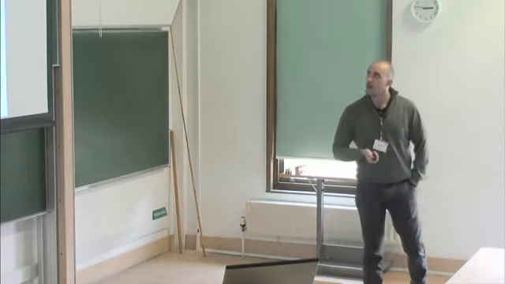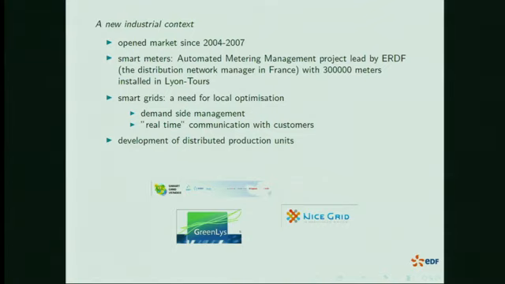But now we have a new industrial context. As Xavier said, we have an open market since 2004 for industrial and big customers, and since 2007 for all residential customers. Smart meters are coming, even if it's not sure. There is a project, Xavier talked about that before. We have 300,000 meters installed in 2 regions in France. And we also have different smart grid experimentations.